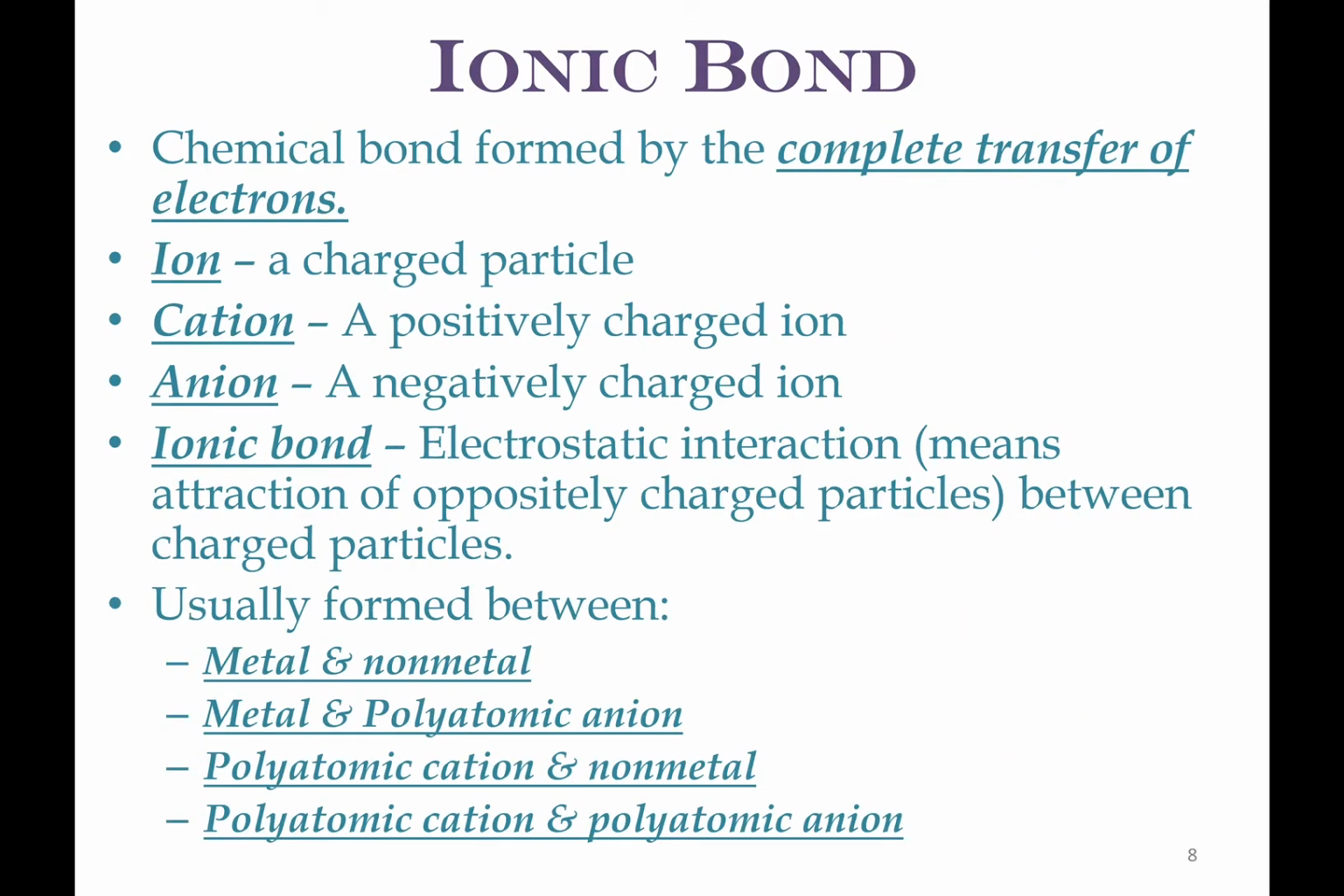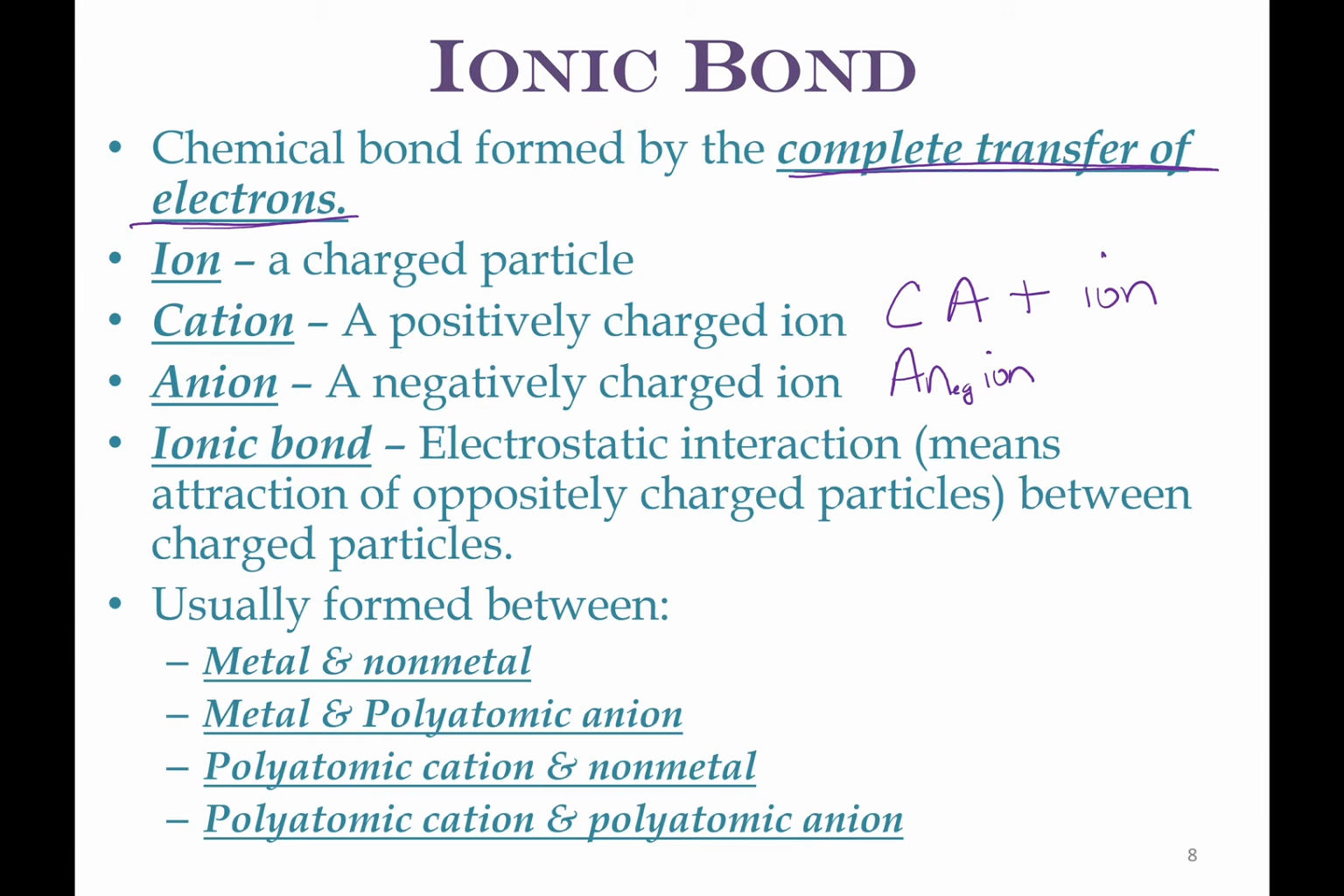Ionic bonds. These are formed by a complete transfer of electrons. So we're not sharing them anymore, it's a complete transfer. What is an ion? An ion is a charged particle. A cation is a positively charged particle. You see a positive ion. An anion is a negatively charged ion. And I like to say a negative ion, anion. So that's how you can remember those two words if you don't know them already.